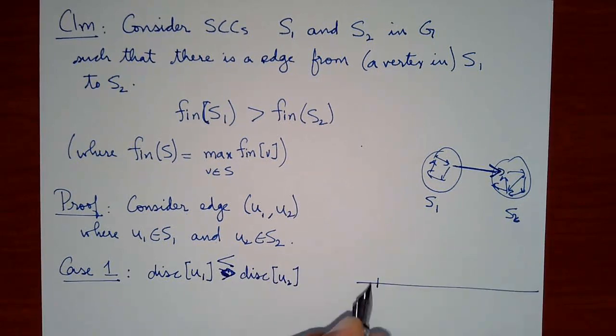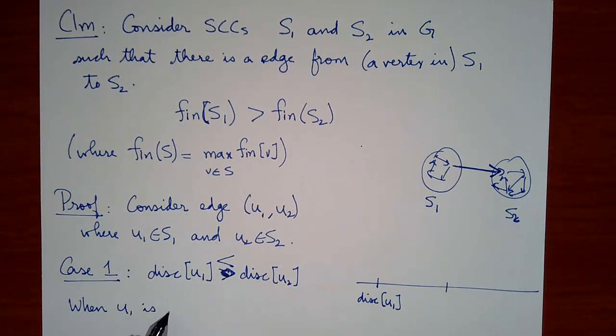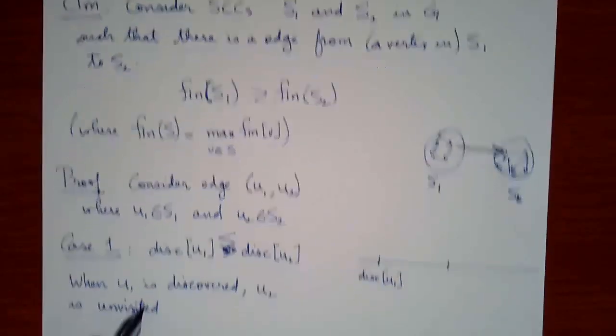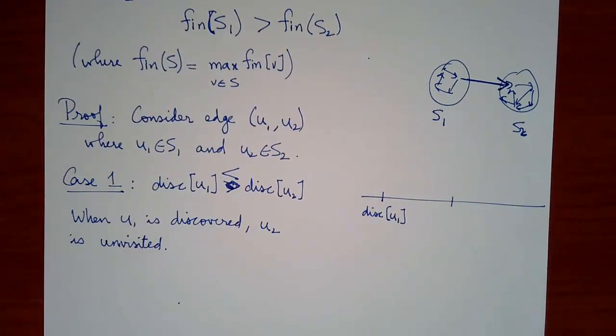So here's the discovery of U1, and this is the discovery of U2 at some point. So when U1 is discovered, U2 is unvisited. Could you move the paper? Oh, I'm sorry. U2 is unvisited. Right, so consider the situation. But I just realized that here's a better way of doing it.